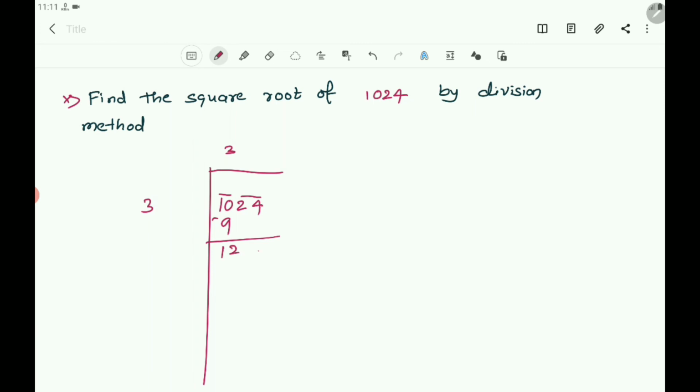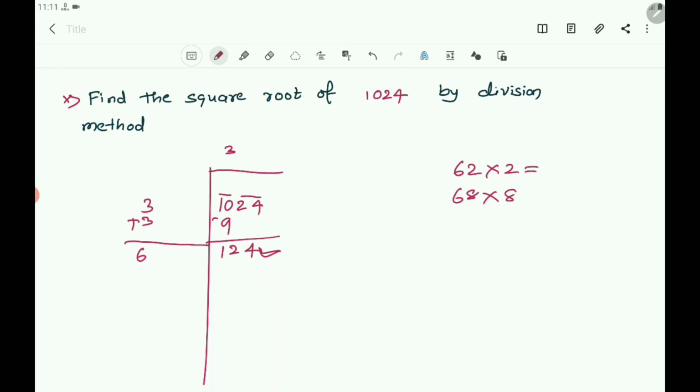Take the next group, that is 124. Here, double it or add the same number. That is 3 plus 3 is 6, or 3 twos are 6. Now the ending digit is 4. In front of 6 we must put some digit to get the product equal to 124. As the ending digit is 4, you must put either 2 in front of 6, multiplied by 2, or 8 in front of 6.